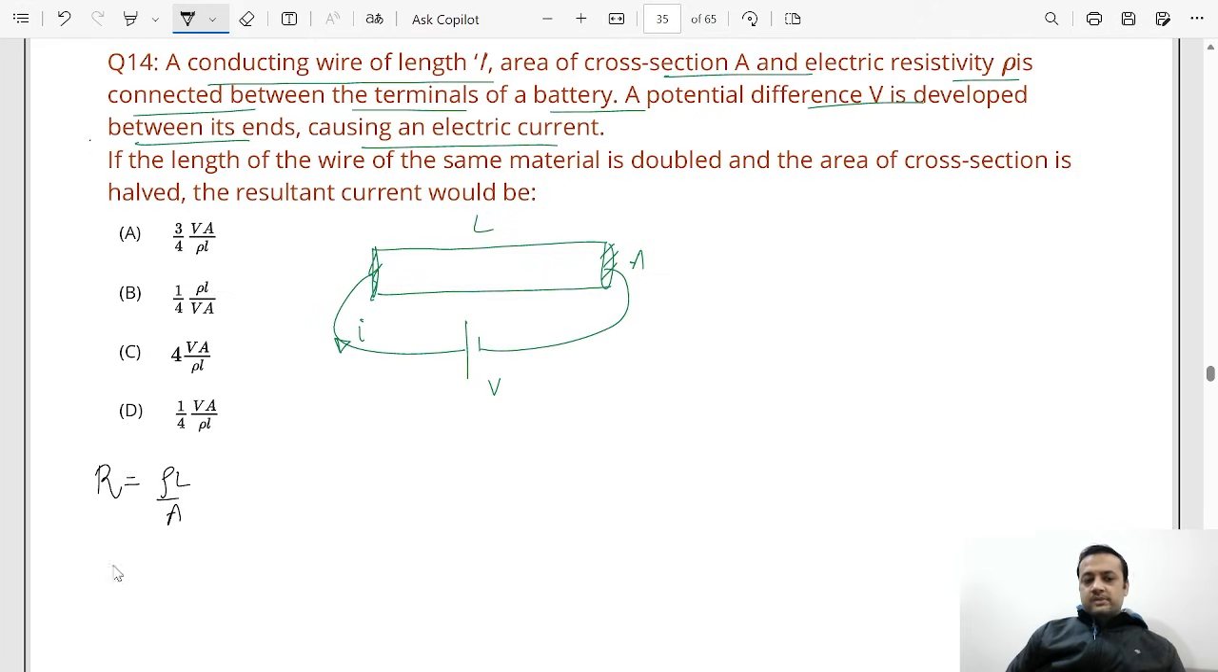So what is the current? Using Ohm's law, we can write I equals V by R, which means this will be V into A upon rho L. This is the value of the current.